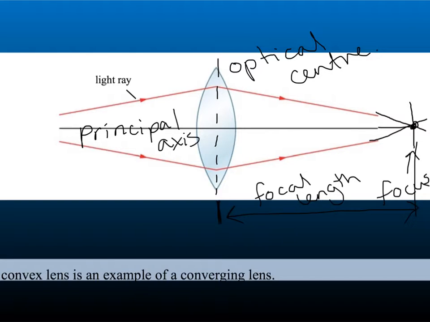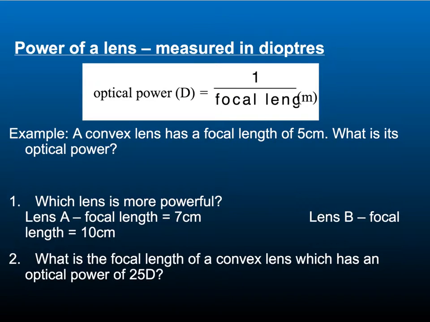Now these things need to be drawn on every ray diagram that you do. Every ray diagram will have a principal axis, every ray diagram will have an optical centre, and will also have a focal point or a focus and a focal length. The power of a lens is measured in diopters. It can be calculated using this equation. The optical power equals 1 divided by the focal length of the lens, which must be in metres.